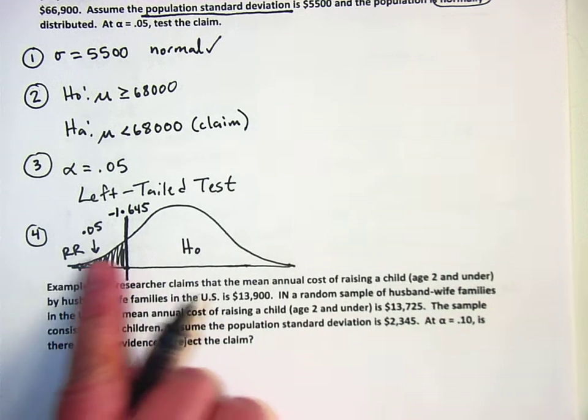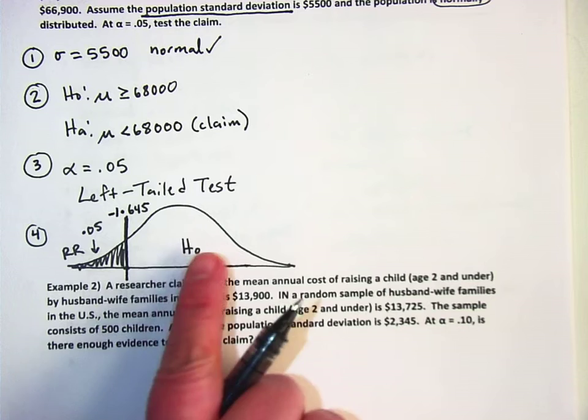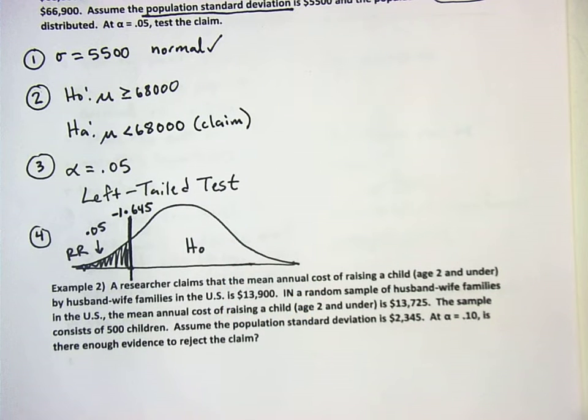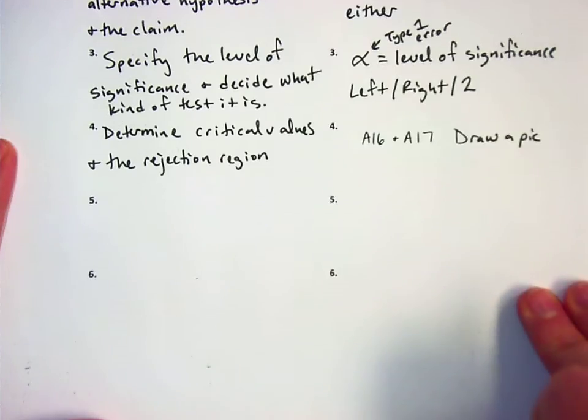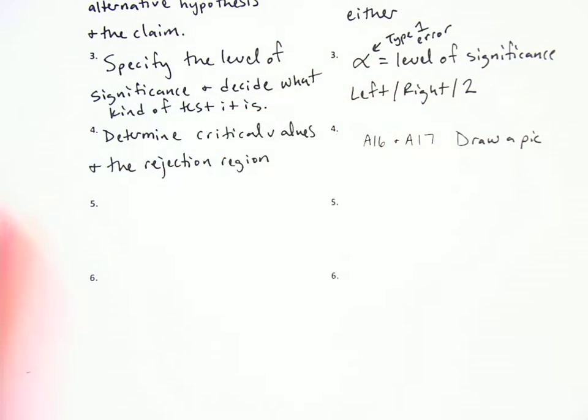Z-score that goes into the rejection region, if it's less than negative 1.645, we're going to reject the null. And if it's over here, we're going to accept it. Okay. Number 5 is that we get our standardized test statistic.